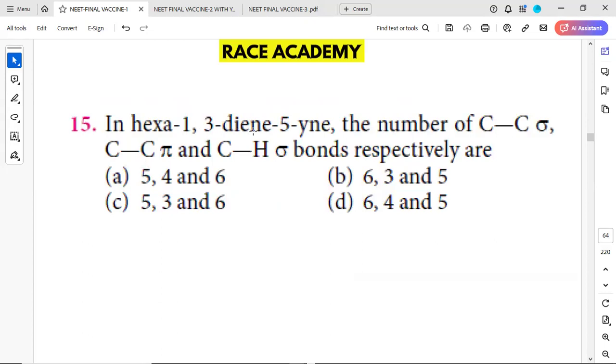Next, in hexa-1,3-diene-5-yne, the numbers of carbon-carbon sigma, carbon-carbon pi, and carbon-hydrogen sigma bonds respectively are... Once again, read the name of the compound: hexa-1,3-diene-5-yne. We will take that and check its structure. The structure is hexa-1,3-diene-5-yne.